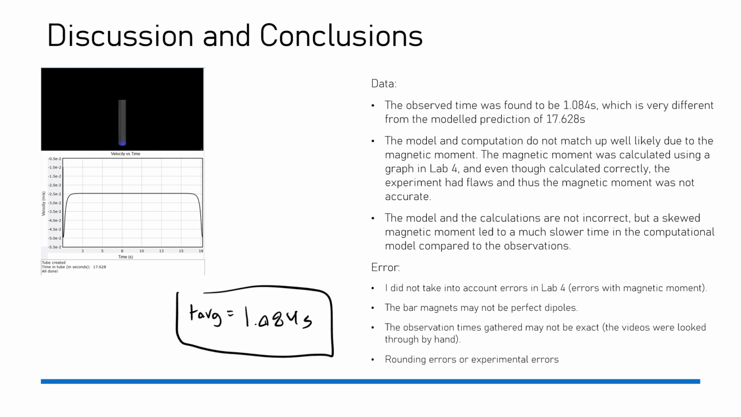As for error, I didn't take into account errors in lab 4, again with the magnetic moment. The bar magnets might not be perfect dipoles, the observation times might not be exact, and there may be rounding errors.